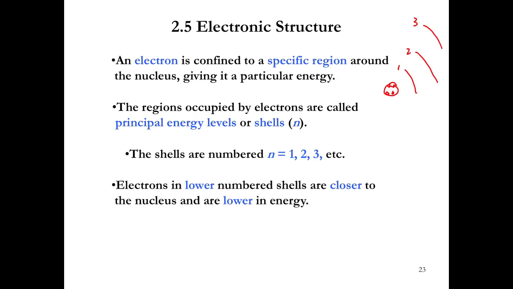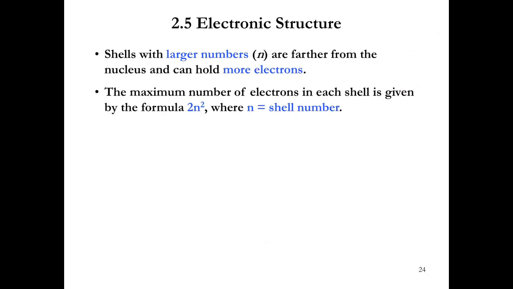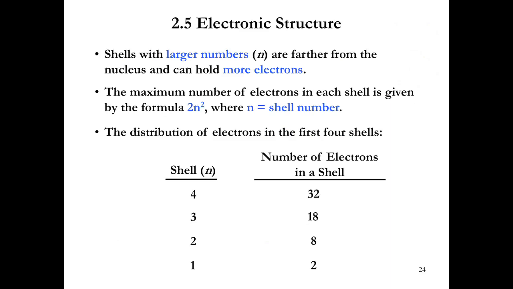So the closer the shell is to the nucleus, like for example, shell 1 is closer to the nucleus than shell 2, so it's lower in energy than shell 2. So we go from lowest energy to higher and higher energy as we go farther and farther from the nucleus and get bigger in shell. And it turns out that because the shells get bigger and bigger as they go farther from the nucleus, they can actually hold more and more electrons too.